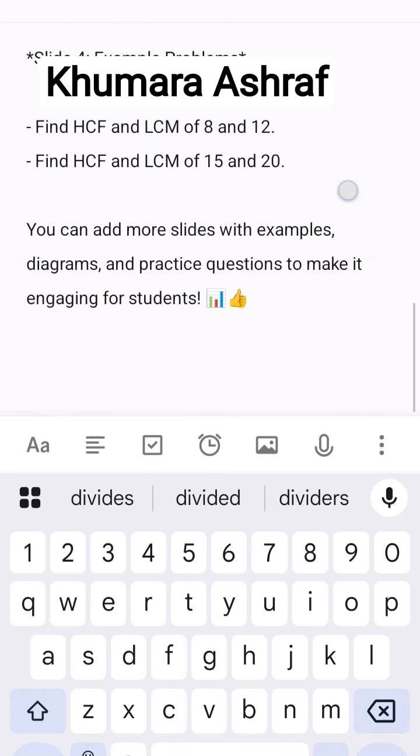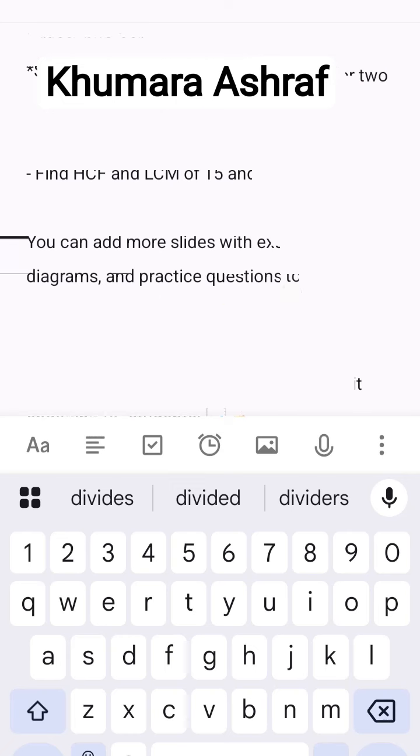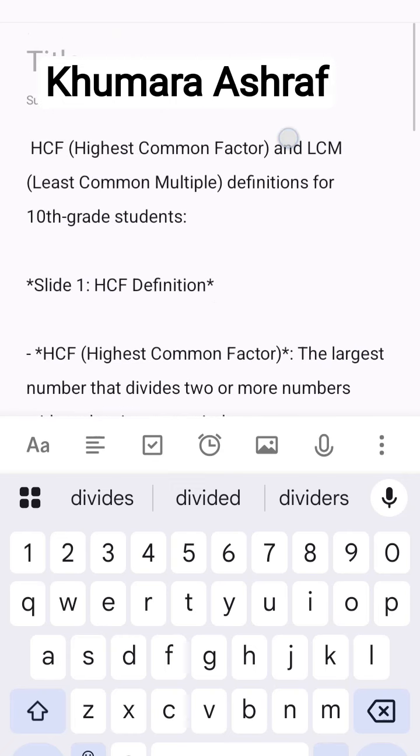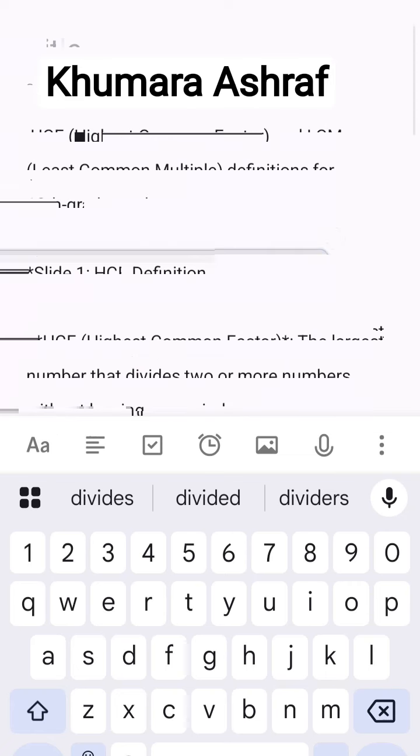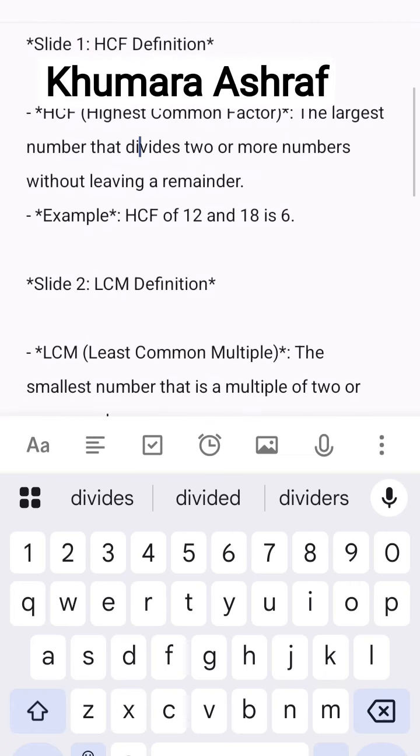And these are problems: find HCF and LCM of 8 and 12, and find HCF and LCM of 15 and 20. But in this lecture you have to learn only the definition of HCF, that is this definition: the largest number that divides two or more numbers without leaving a remainder. You may include this example also: HCF of 12 and 18 is 6.